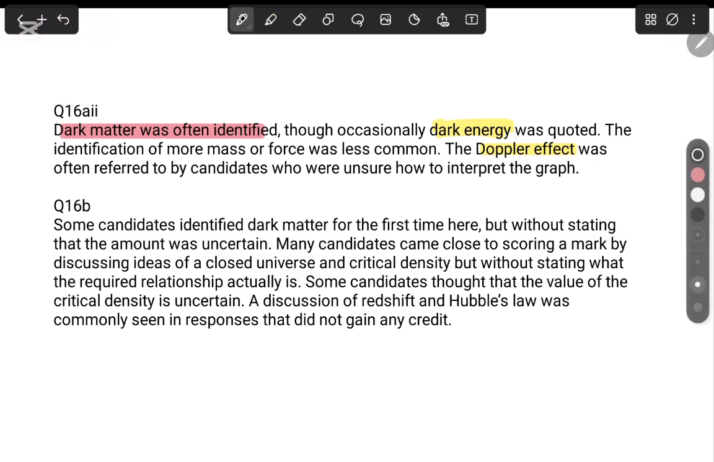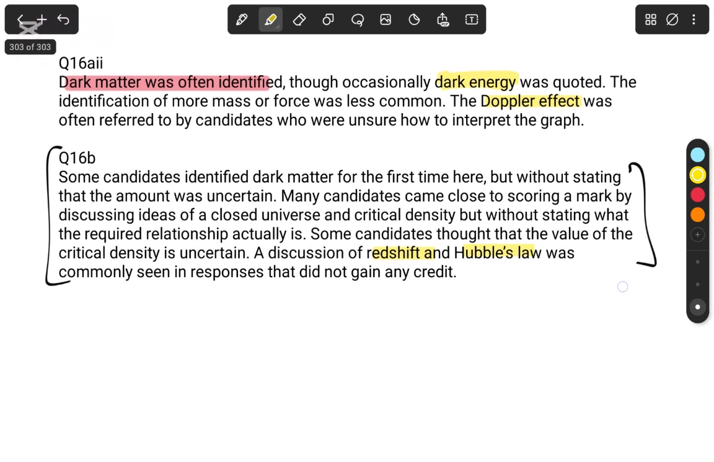Now the last part is also answered the same way, that some candidates were able to answer it. Some connected it to topics that were outside of the scope of the question, such as redshift and Hubble's constant, but those obviously aren't connected to this. So make sure you talk about the relevant things in the question. And yeah, I think we'll end the video here.